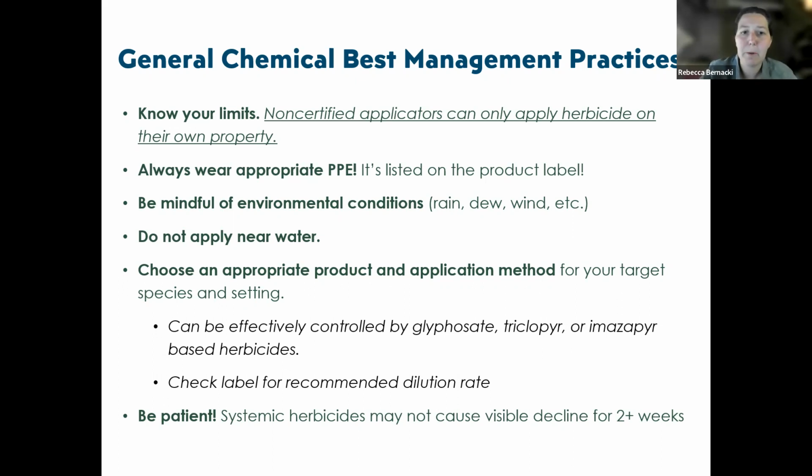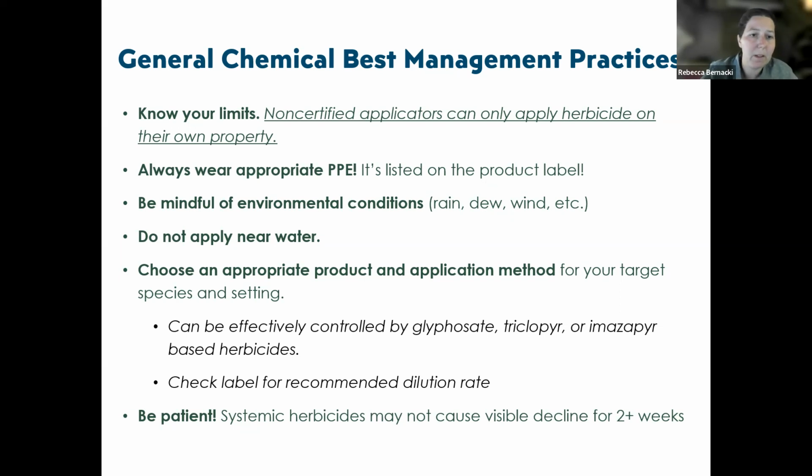We always want to wear appropriate PPE. Appropriate PPE is going to be listed on the product label. And the label is the law in New York State. So we always want to follow that law and protect ourselves. We want to be mindful of environmental conditions. Things we want to take into consideration are rain, dew, and wind. If the plants are dewy, then herbicide may not attach as well to the leaves and may not work as well. If rain's imminent, we risk washing that herbicide off the plant. And wind is really important because we want to control our drift, or the overspray of our foliar spray. We only want to apply that product to our target plant.